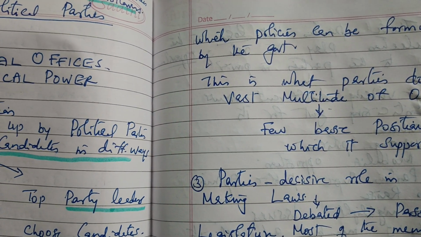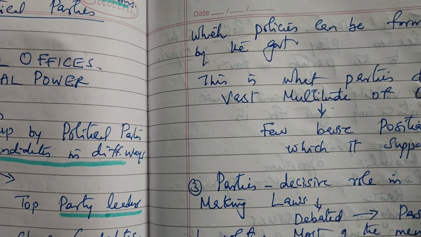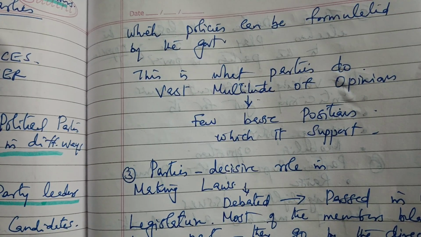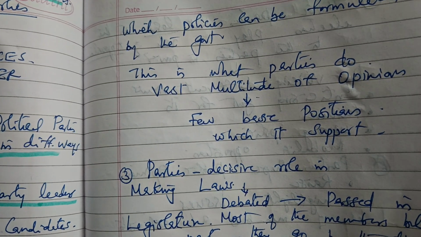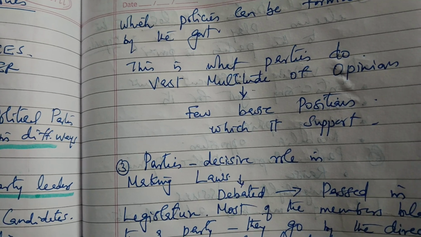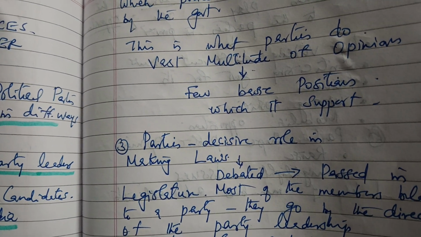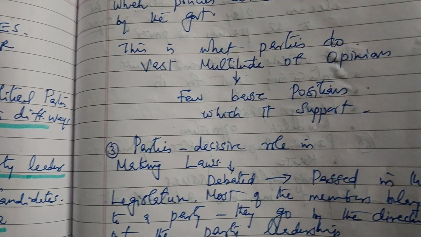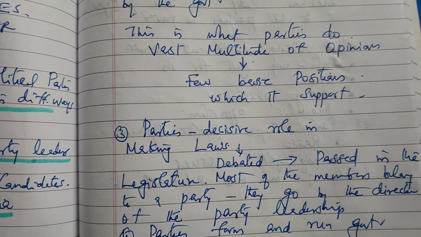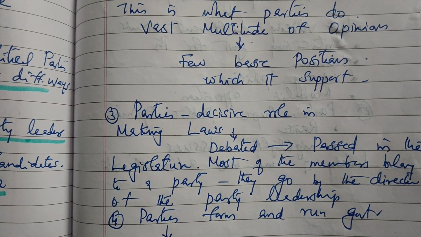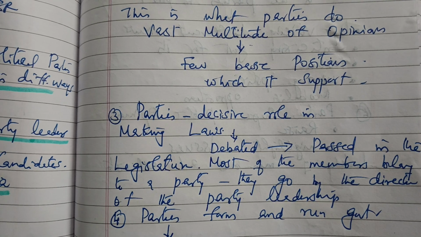This is what parties do with the vast multitude of opinion. Parties collect and bring together the vast multitude of opinions into a few basic positions which they support. What are the things they support, whether a state-based economy, a private-based economy, or a mixed economy, according to their ideologies and ideas, they will form the government. So that is the second point.